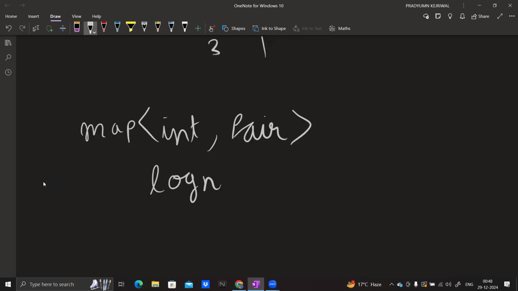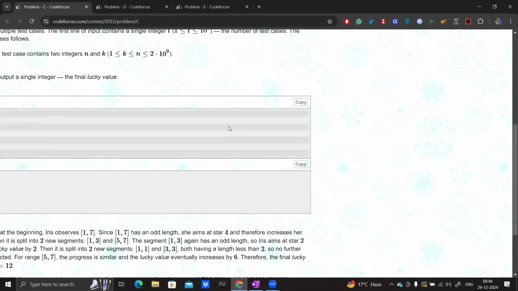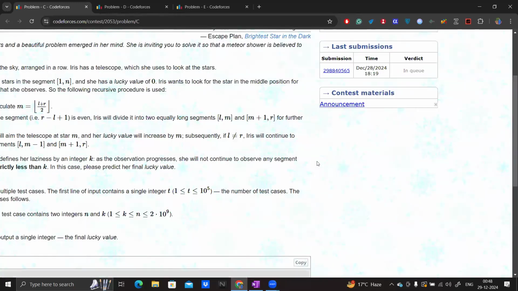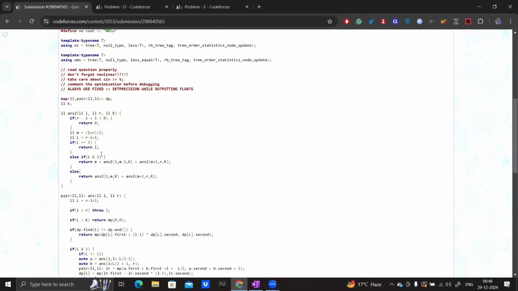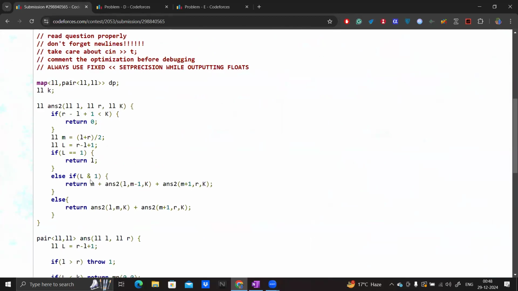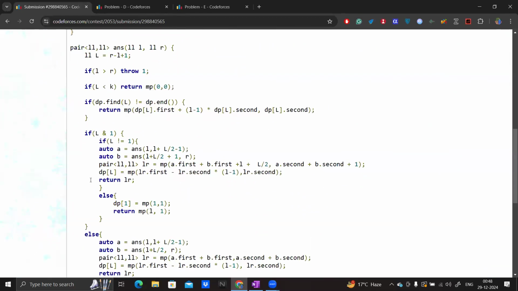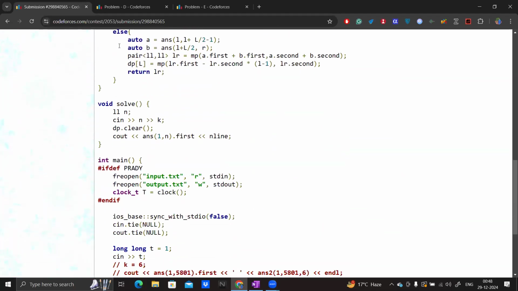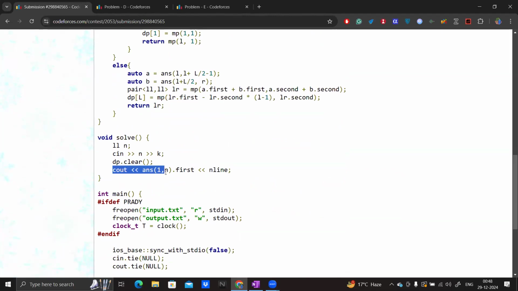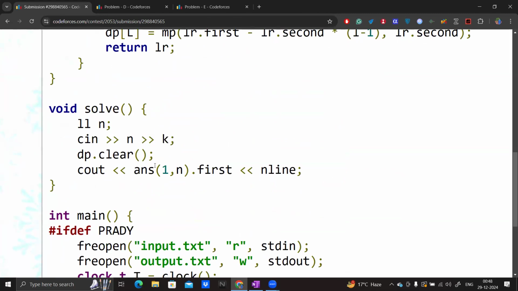Clear? Okay. So I'll just show you the code. One second. So just ignore this one, I actually use it for debugging. This is the actual thing. Basically, I'm just outputting the answer for one command. I'm storing the answer in first, and in second, I'm storing the number of elements. So I'll take n comma k and output the answer dot first and a new line.